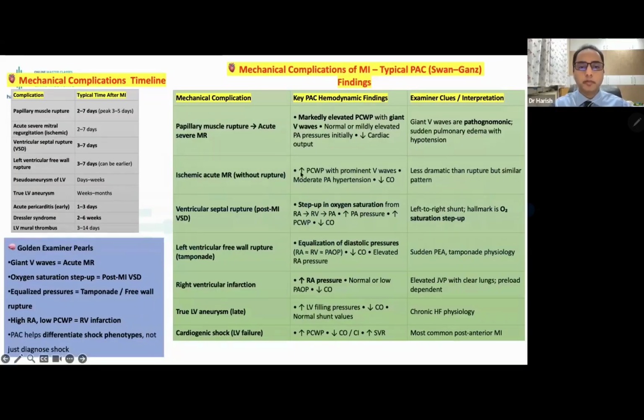So ischemic acute MR without rupture: again pulmonary capillary wedge pressure is raised with prominent V waves, moderate pulmonary artery hypertension, and decreased cardiac output. So it is less dramatic than rupture, but a similar pattern of clinical findings.